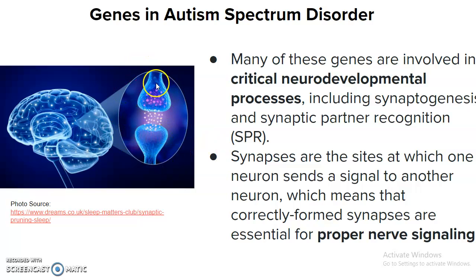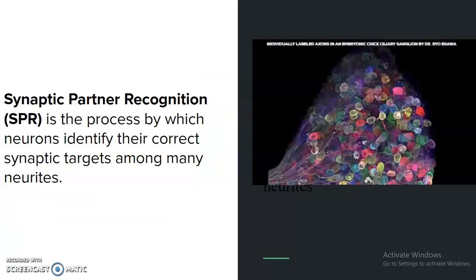So this is the ending of one neuron, and it is sending a signal via neurotransmitters to the next neuron at the synapse. These genes are also important for synaptic partner recognition, which I will be talking about in a moment. But synapses are important because they're basically how brain cells communicate, how a neuron sends a signal to another neuron. And that means that correctly formed synapses are essential for proper nerve signaling and proper brain communication.